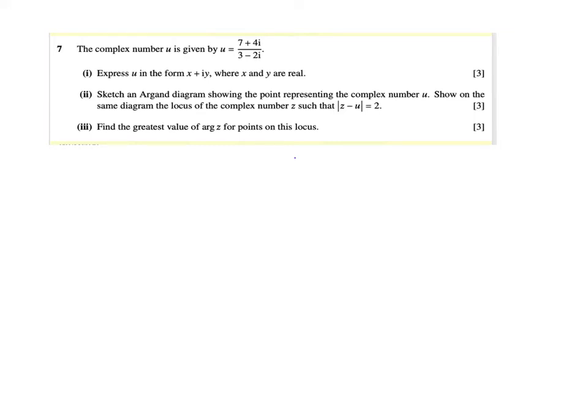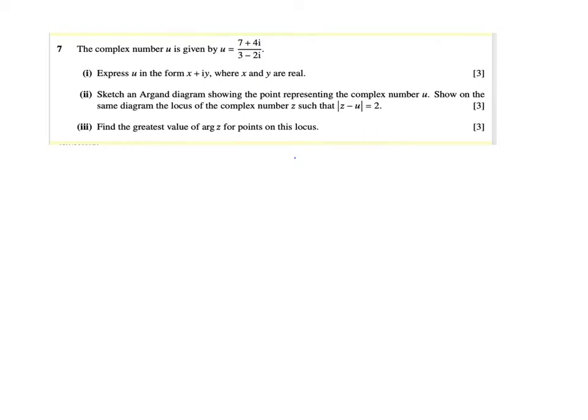Okay, the complex number u is given by u equals 7 plus 4i over 3 minus 2i. Number 1, express u in the form x plus iy, where x and y are real. Number 2, sketch an Argand diagram showing the point representing the complex number u. Show on the same diagram the locus of the complex number z such that modulus of z minus u equals 2, and then find the greatest value of arg z for the points on this locus.